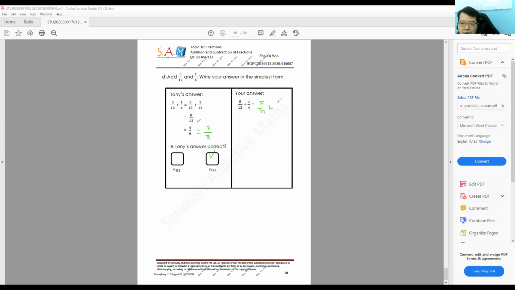Up until this point, Tony is still correct. You get 8 out of 12. So he divided by 2 when in fact you may try dividing by a bigger number. Here, I want to divide 8 by 4. Numerator divided by 4, denominator divided by 4 as well. 8 divided by 4 equals 2. 12 divided by 4 equals 3. So 2 out of 3 is the correct answer. So that's it for this booklet. Let's get ready for the next lesson.